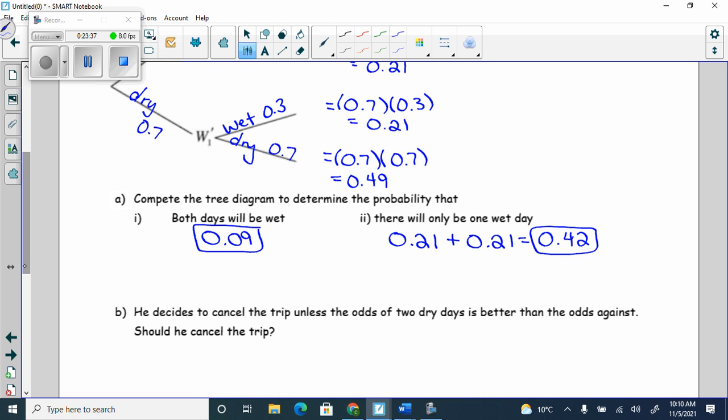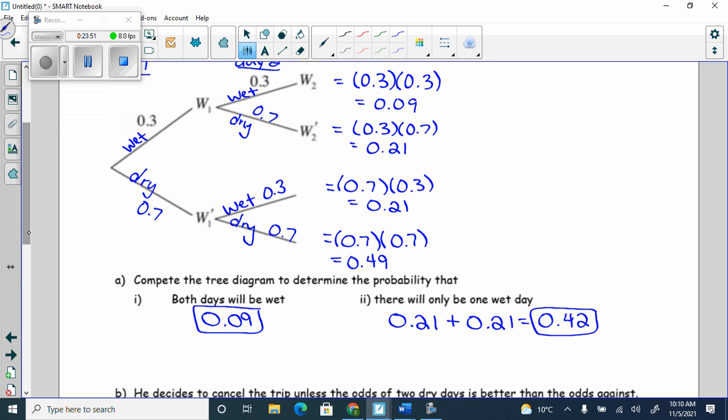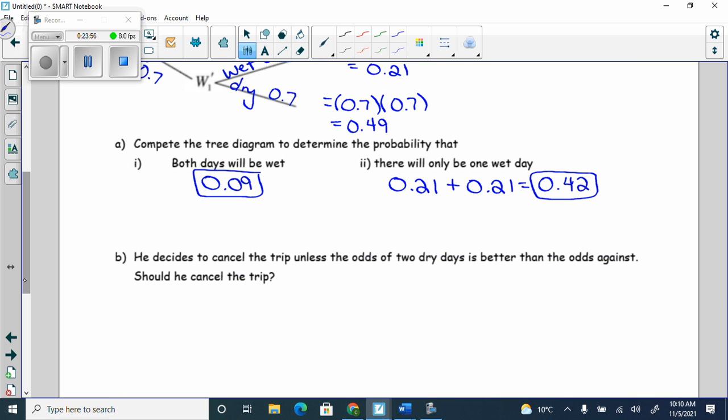He decides to cancel the trip unless the odds of 2 days dry is better than the odds against. So, how many days is there? What's 2 days dry? 0.49, right? So it says he decides to cancel the trip unless the odds of the 2 days dry is better than the odds against it. So odds dry would be, how many? Dry is 0.49, correct? So that would be dry. What would be not dry then?